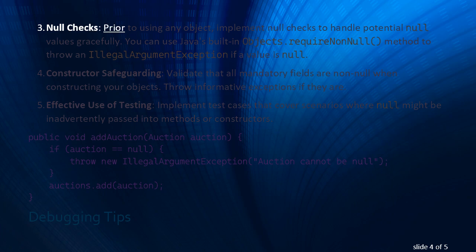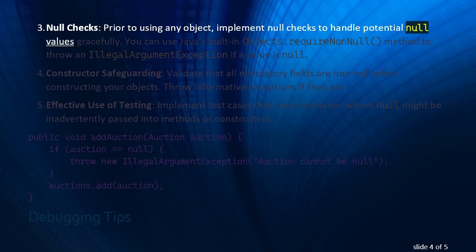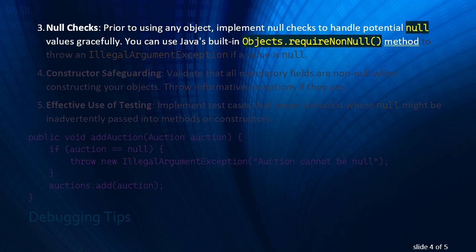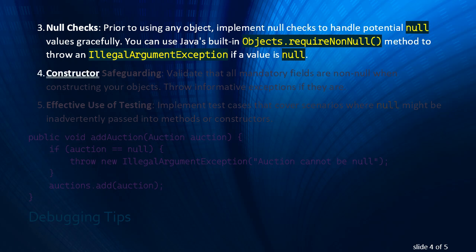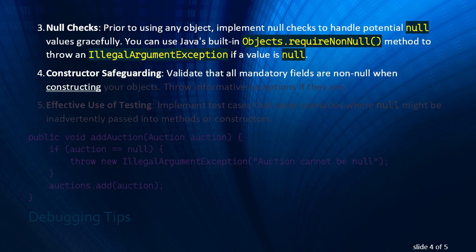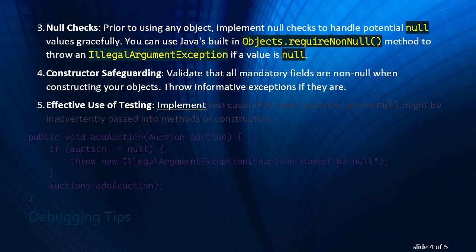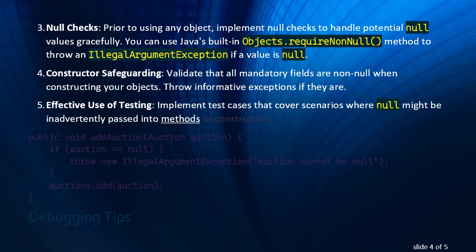Null checks. Prior to using any object, implement null checks to handle potential null values gracefully. You can use Java's built-in Objects.requireNonNull method to throw an illegal argument exception if a value is null. Constructor safeguarding. Validate that all mandatory fields are non-null when constructing your objects. Throw informative exceptions if they are. Effective use of testing. Implement test cases that cover scenarios where null might be inadvertently passed into methods or constructors.